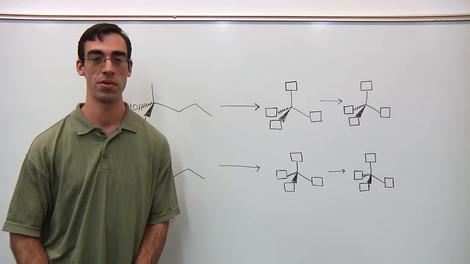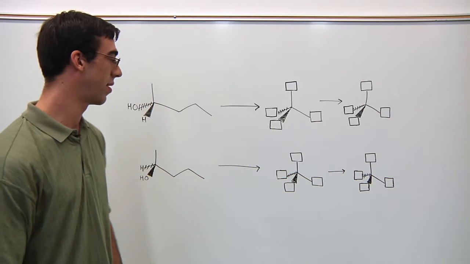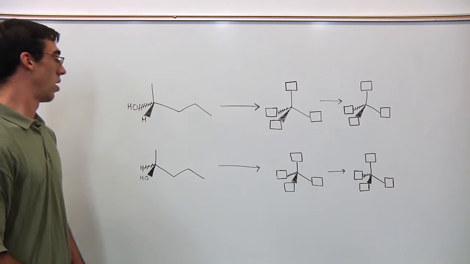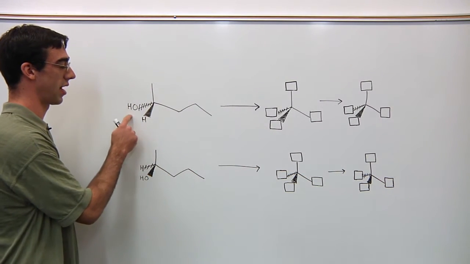When dealing with enantiomers, you must be able to distinguish between the two forms. We've come up with a labeling system in order to do this. First of all, you must be able to assign priorities to all of the 4 groups attached to the chiral center.